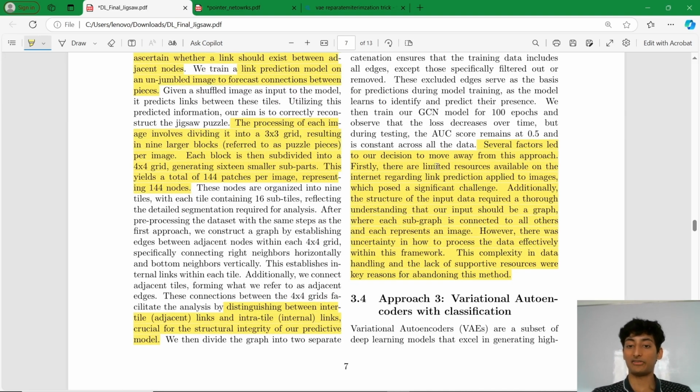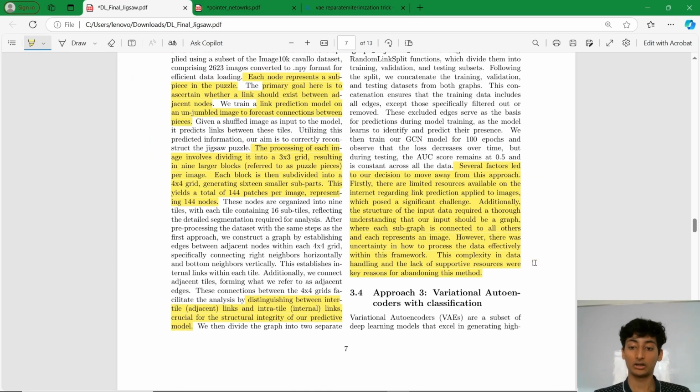Several factors led to our decision to move away from this approach. Firstly, there are limited resources available on the internet regarding link prediction applied to images, which posed a significant challenge. Additionally, the structure of the input data required a thorough understanding that our input should be a graph, where each subgraph is connected to all others and each represents an image. However, there was uncertainty in how to process the data effectively within this framework. This complexity in data handling and the lack of supporting resources were key reasons to abandon this method. So keep this in mind if you're tackling a similar problem or working with GCN or GNN.